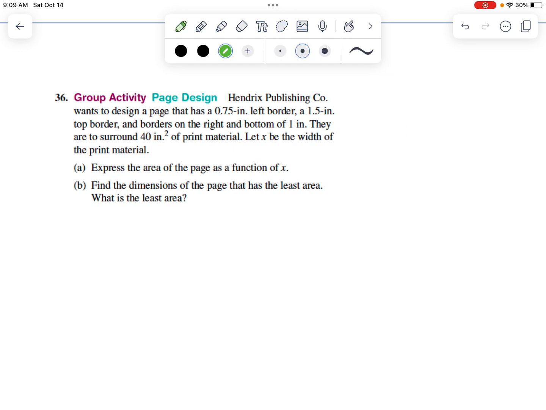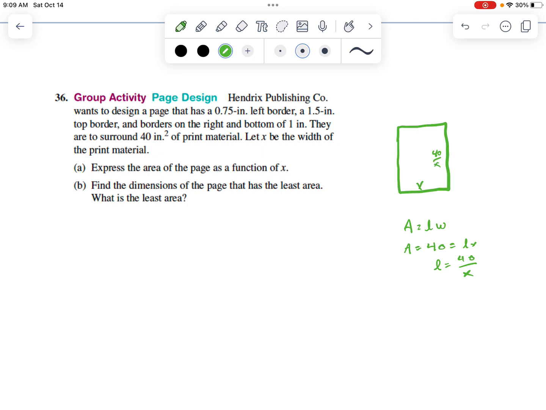So, let me get a little thicker here. Here's my print material. The width is X. I know area is length times width. My area is 40 square inches. My width is X. So my length is going to be 40 divided by X.